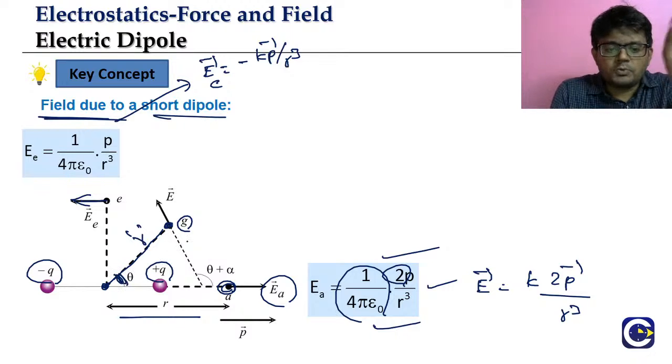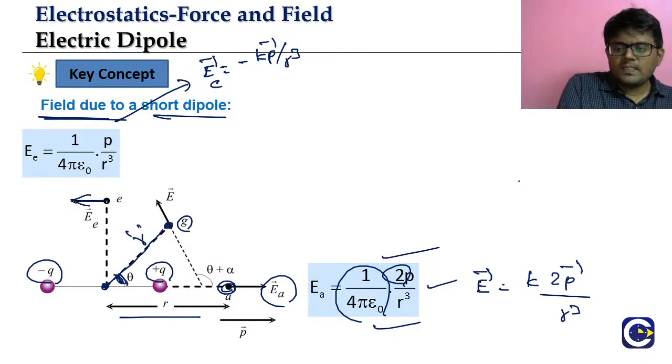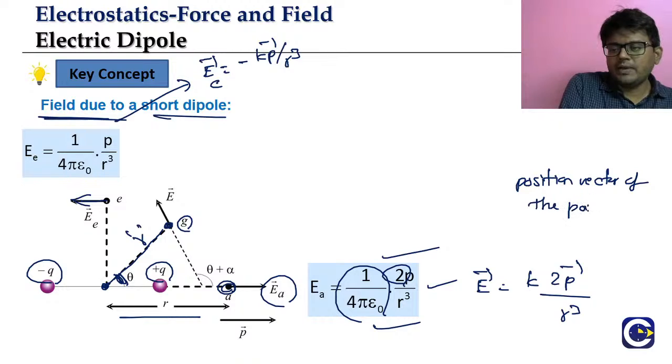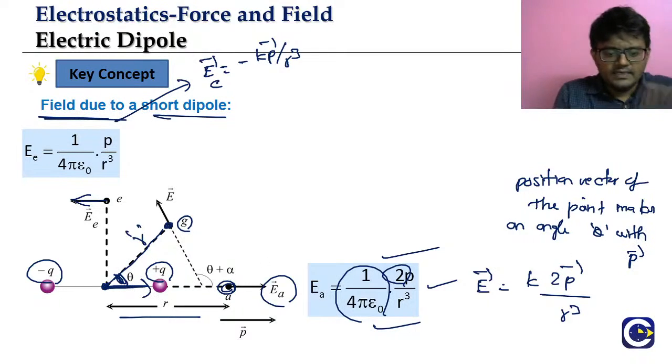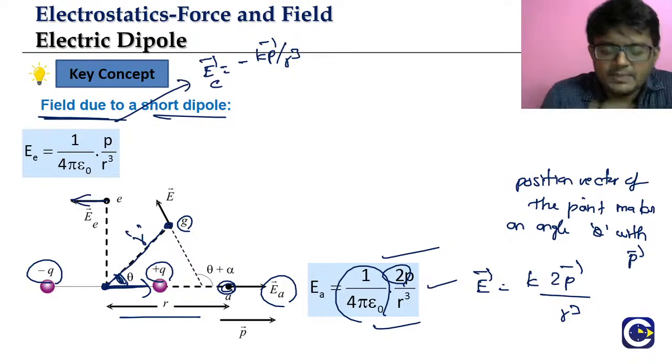And the position vector of the point, the general point. The position vector of the point makes an angle theta with p bar. Look, p bar is towards the right side. It is making an angle theta with the p bar.